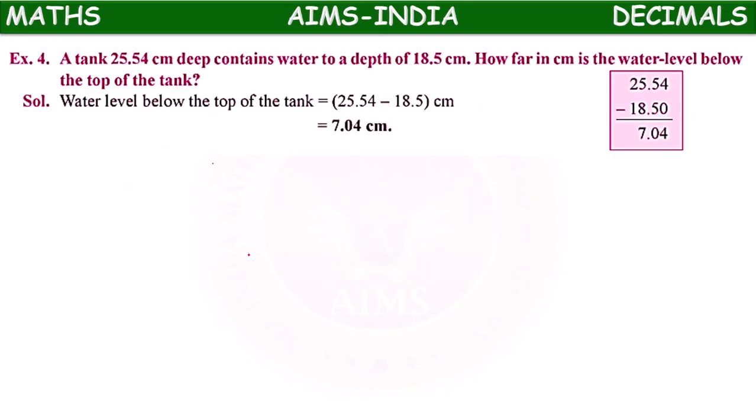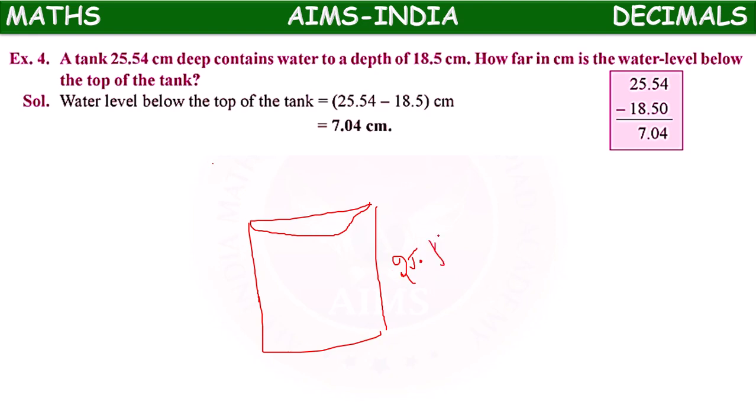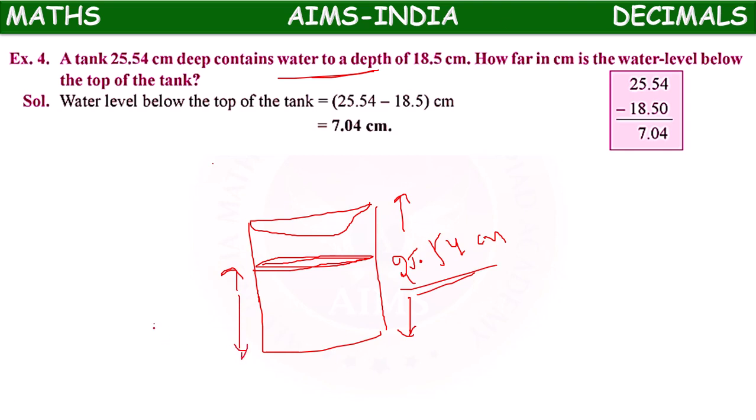Below the top of the tank means we have a water tank which is 25.54 centimeter deep. It contains water up to this depth. This is the total depth of the water tank, but it contains water only up to this depth, which is equal to 18.5 centimeter.